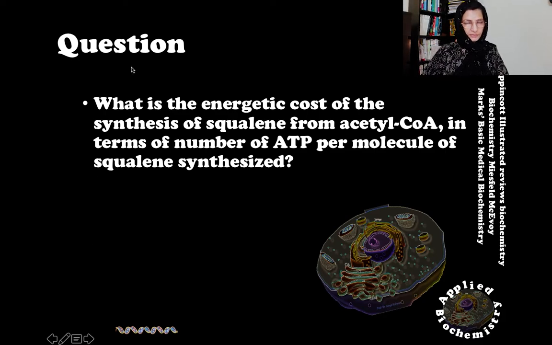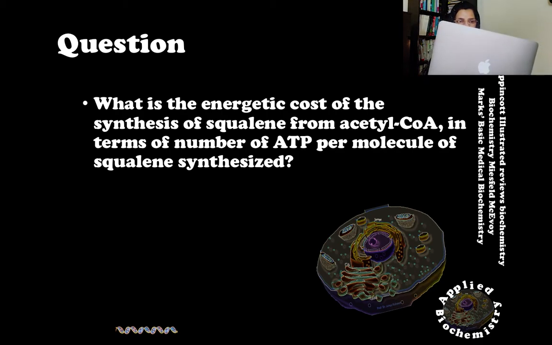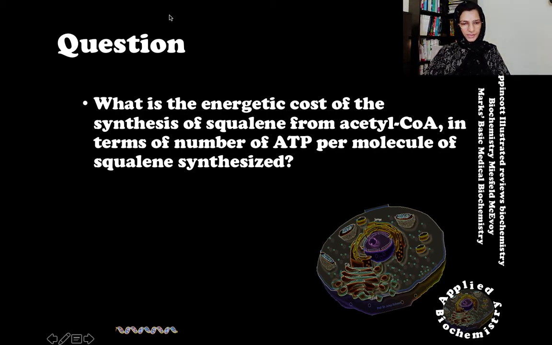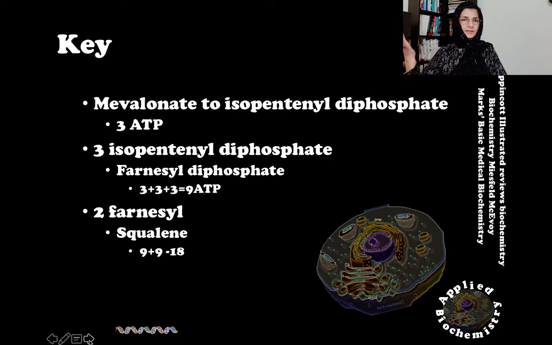Now there is a question: what is the energy cost of the synthesis of squalene from acetyl CoA, in terms of the number of ATP per molecule of squalene synthesized? We have seen that ATP is consumed only during the conversion of mevalonate to isopentenyl diphosphate. In the whole pathway, these are the only steps when ATP is consumed, and a total of 3 molecules of ATP are consumed.